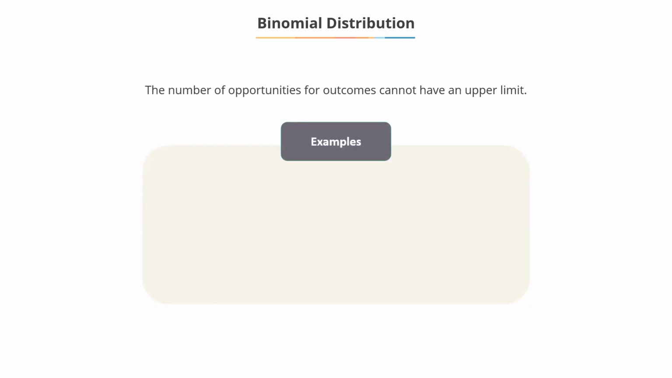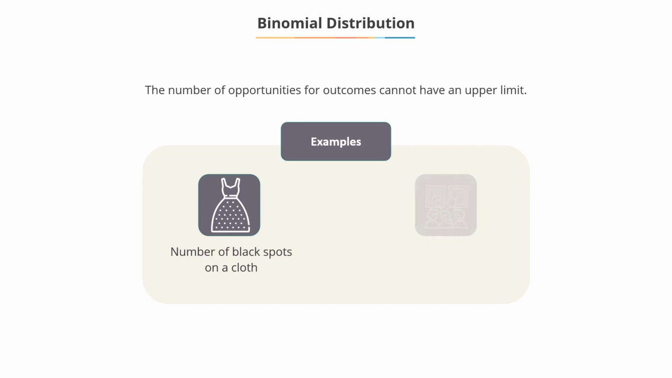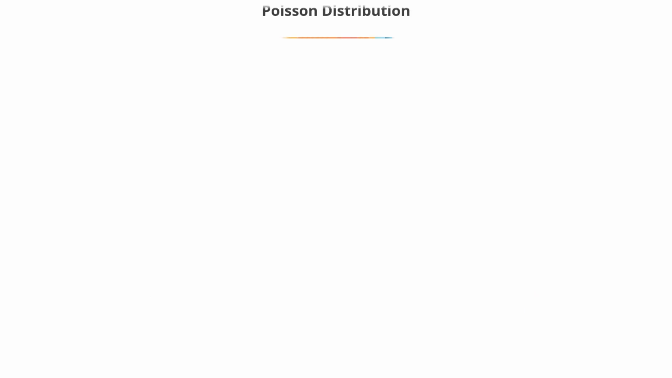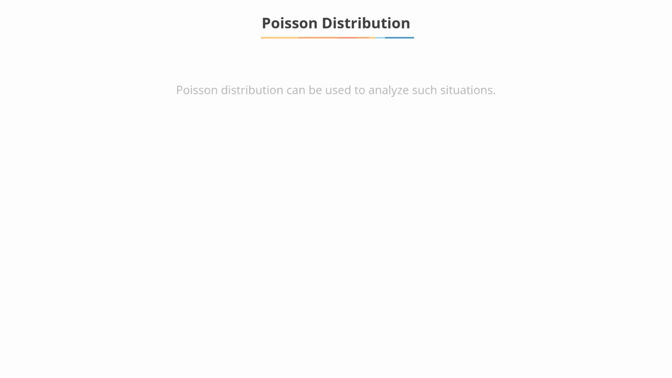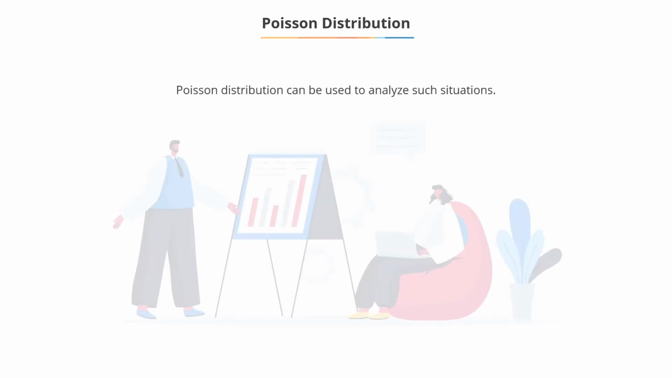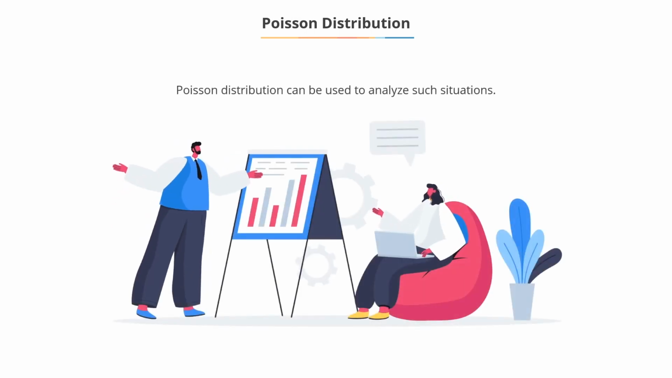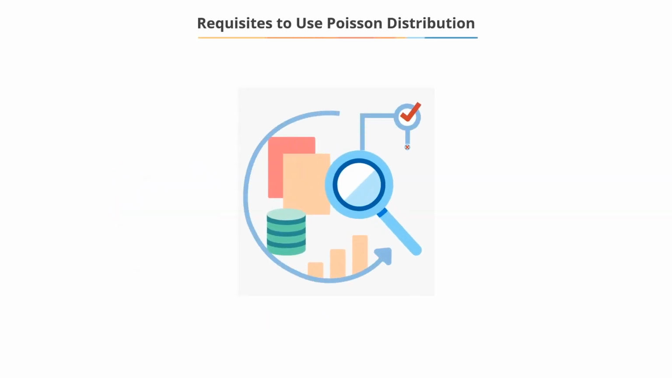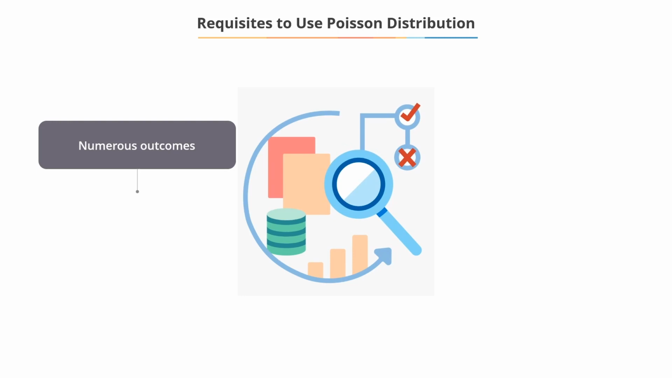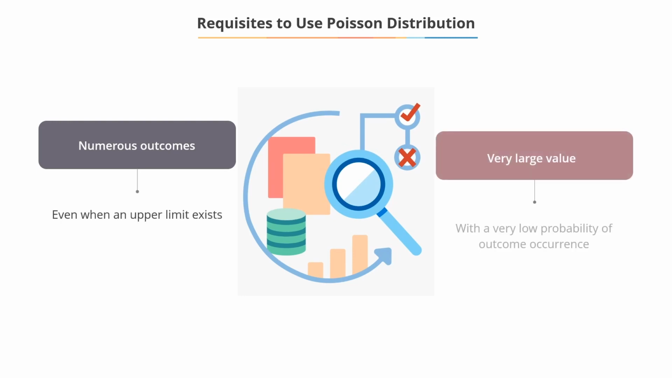For example, the number of black spots on a piece of cloth, the number of potential visitors to a departmental store. Poisson distribution can be used to analyze such situations. However, there are some requisites to use Poisson distribution. Firstly, the numerous opportunities for the occurrence of the outcome, even when an upper limit exists, is a very large value, with a very low probability of occurrence of the outcome during an opportunity.